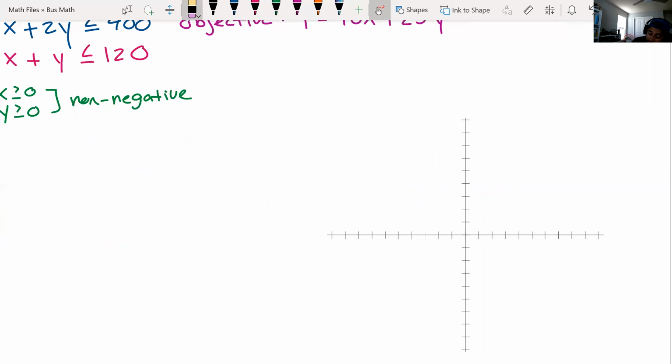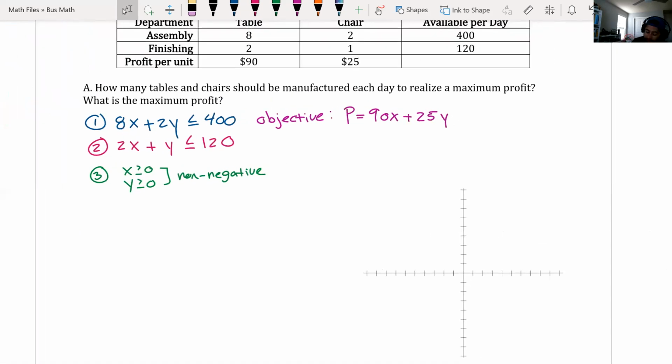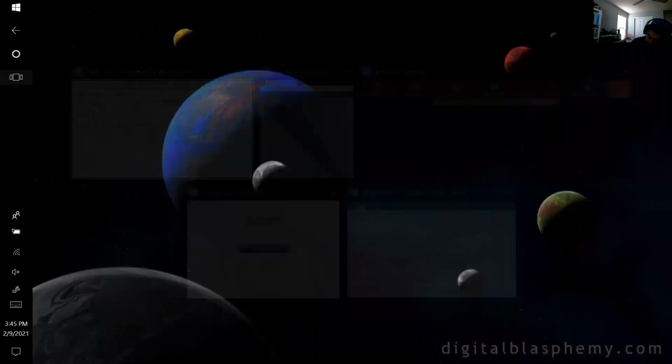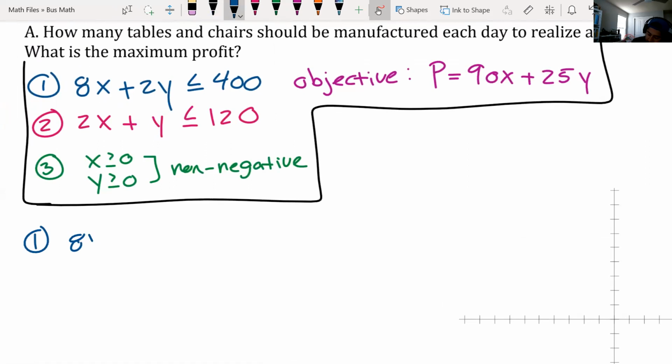So we made our linear inequalities. So let's go ahead and solve them. We're going to have to graph them. So for number 1, we're going to make it 8x plus 2y equal to 400. And just like all of them, x-intercept, y-intercept.